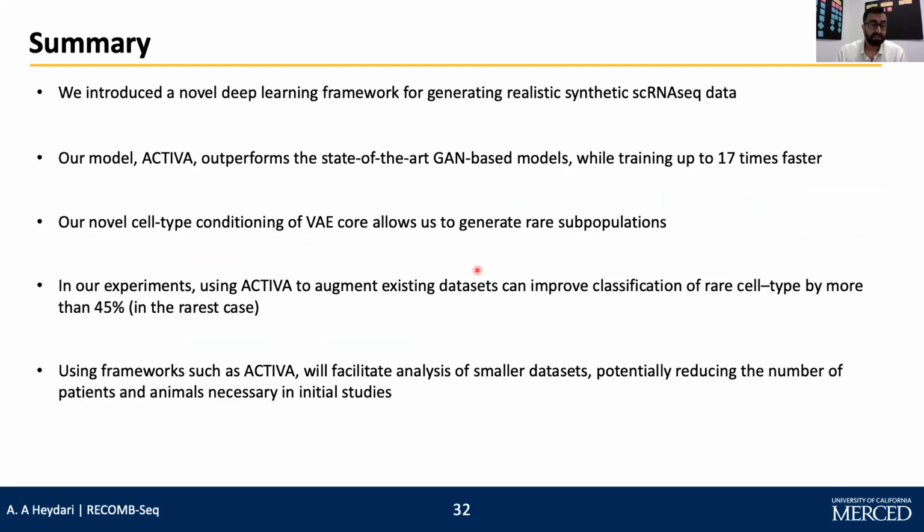we introduced the novel deep learning model for generating realistic synthetic single-cell RNA sequencing data. And we had two goals in mind. One, learning all cell populations and generating rare cell types, and two, doing that in a very fast and efficient manner. And we showed that if we use ACTIVA to augment a very rare cell population within our data, in our experiment, we saw improvements of more than 45% when we're trying to classify it.